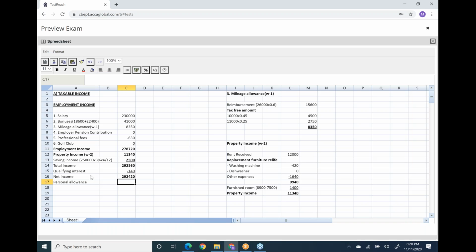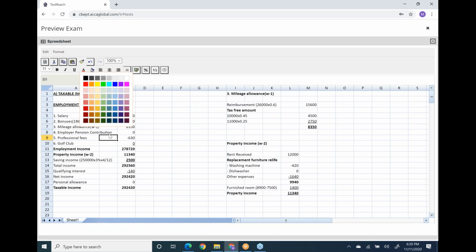That's why your personal allowance will be zero, as your ANI is greater than 125,000. Day one I taught you: as your ANI is greater than 125,000, you are not eligible for any personal allowance. Your personal allowance is zero. And when your personal allowance is zero, then definitely your net income is equal to taxable income. So you have taxable income of 292,420.